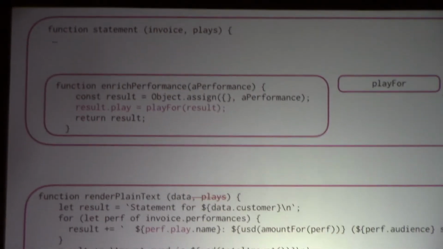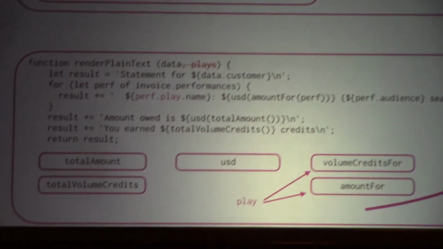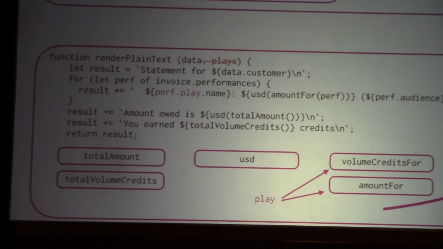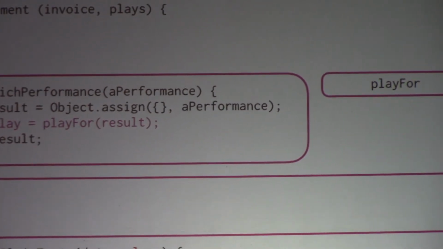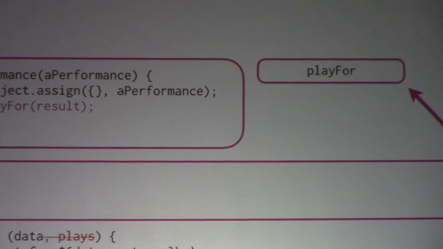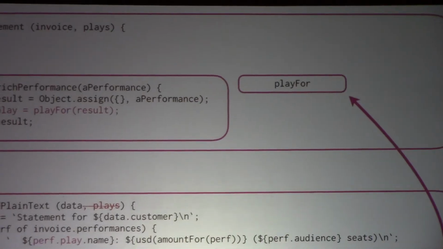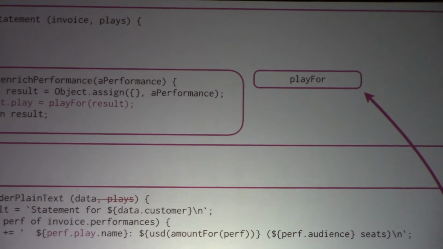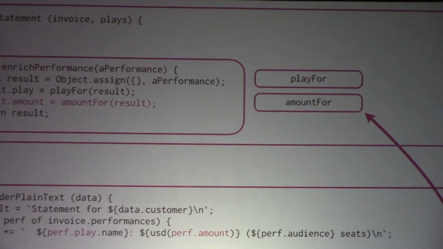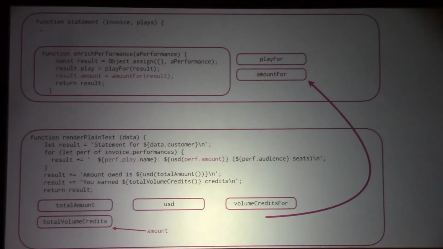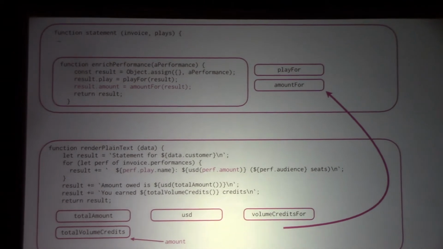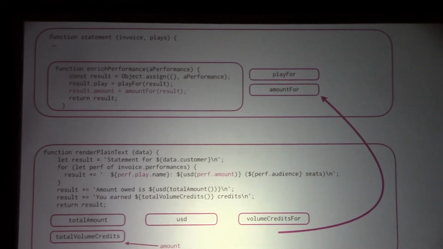So here we say, okay, we take each performance and we do that play-for lookup and we move it from the rendering of the plain text into the creating of the intermediate data structure. We add it into that intermediate data structure. And that causes us to move one of our nested functions from the rendering into the calculation part of the code. And then we just continue doing that. We do the same thing for the amount form. We calculate the amount in creating the intermediate data structure, and it allows us to move the function from the rendering part to the calculation part.